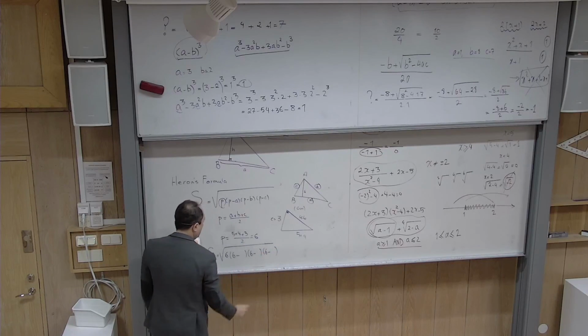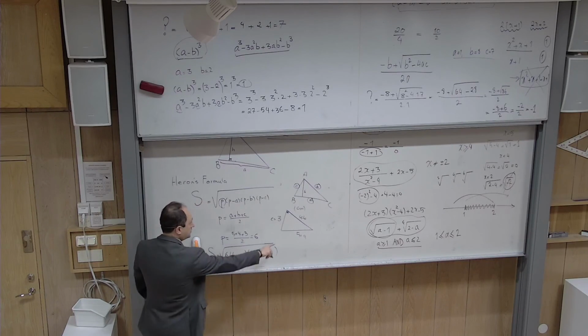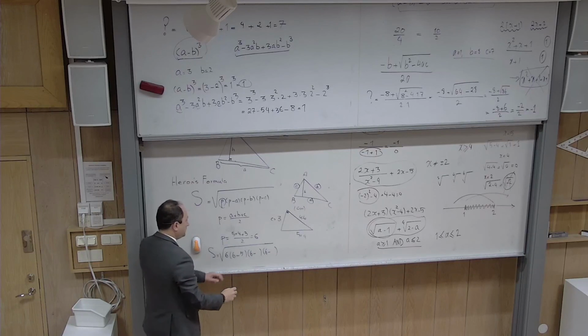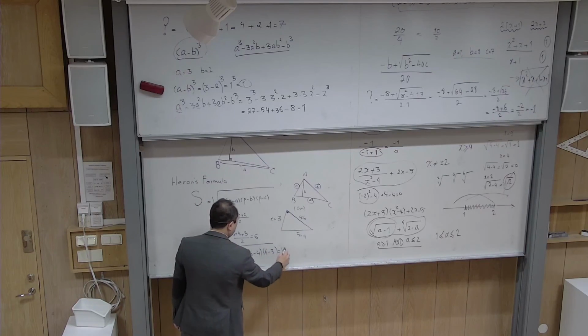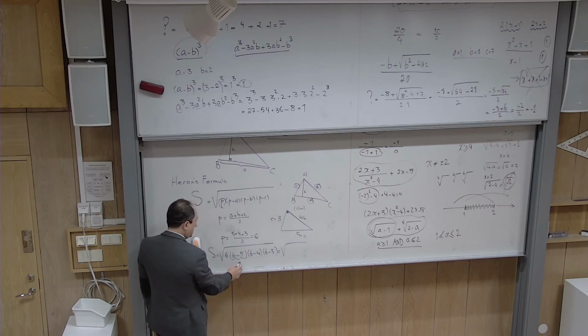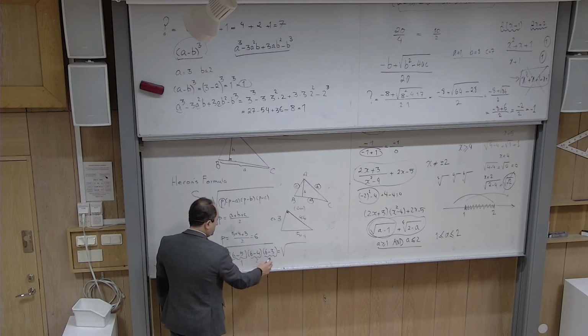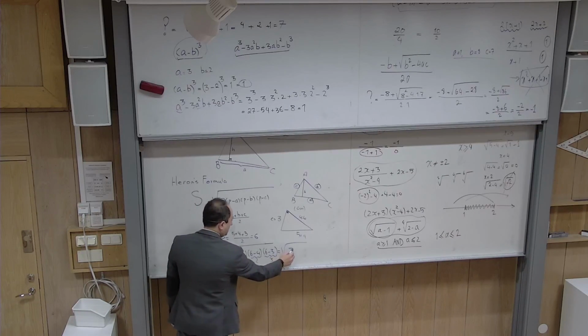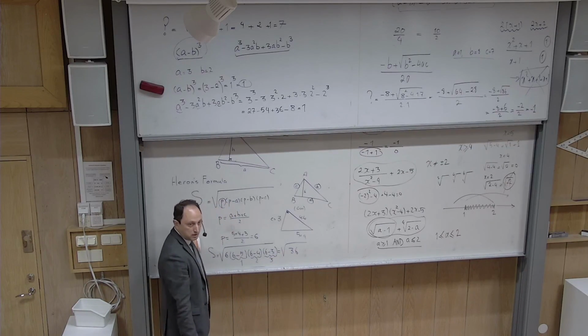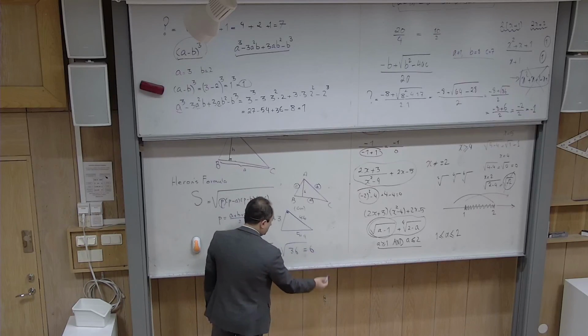Yes? And then instead of A, I put 5. Instead of B, I put 4. Instead of C, I put 3. And then I calculate this again. This number is 1. This number is 2. This number is 3. 6 times 1 times 2, 12, times 3, 36. And the square root of 36 is 6.